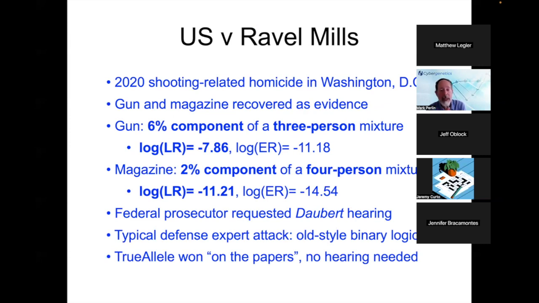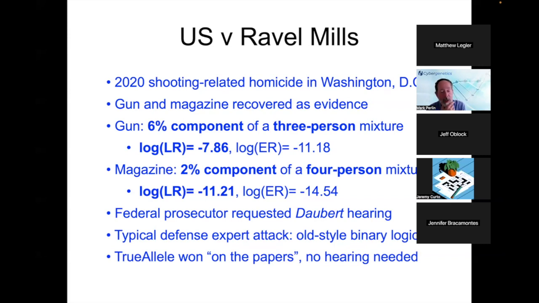We looked at a gun in a magazine that we recovered. The gun had a 6% component of a three-person mixture with a log LR of negative 7.8, that is less than 1 in 10 million. And I'm using logs for the error rates because they're so small. Negative 11 is down to almost 1 in a trillion. There's also a magazine, which was a 2% component, four-person mixture. The log LR was negative 11, which is a little bit greater than 1 in a trillion. And its error rate, the log LR we see, is about 1 in quadrillion.